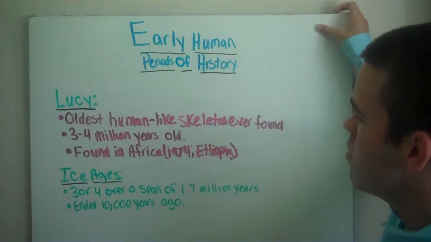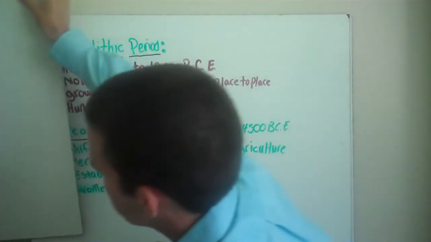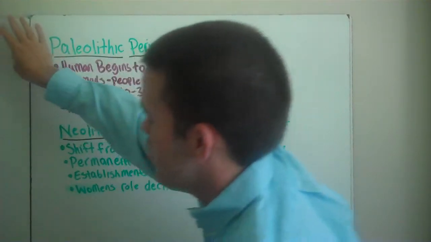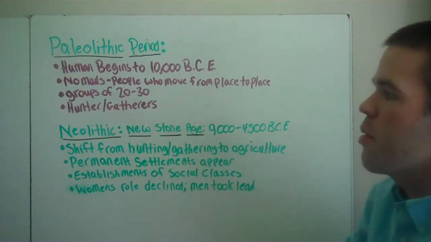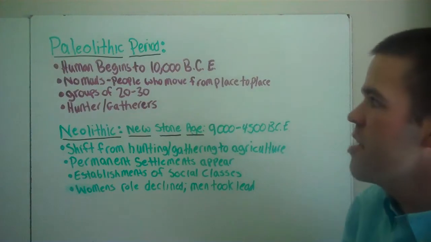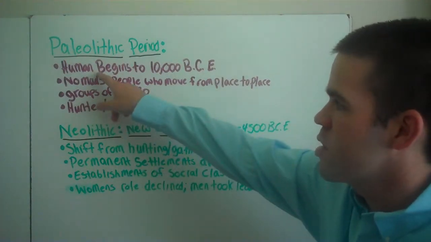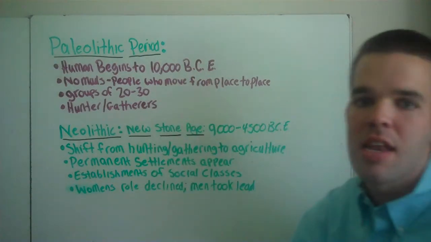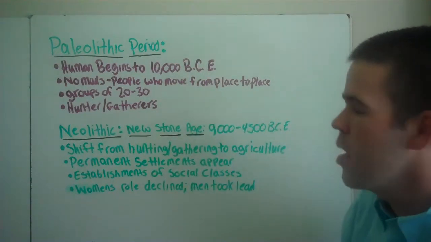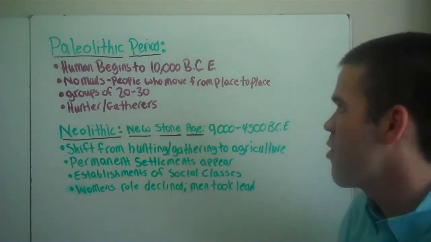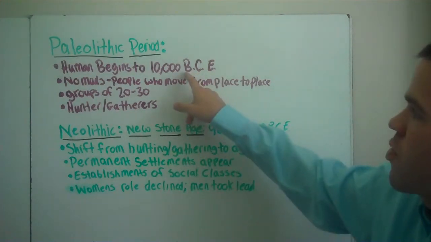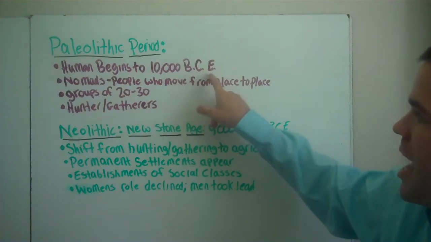Now, we're going to move on with the periods of history in the early humans unit. We're going to start today with Paleolithic. Paleolithic begins with the human beginnings to 10,000 BCE. Now, what does BCE stand for? BCE does not stand for before Christ. It actually stands for before Common Era.